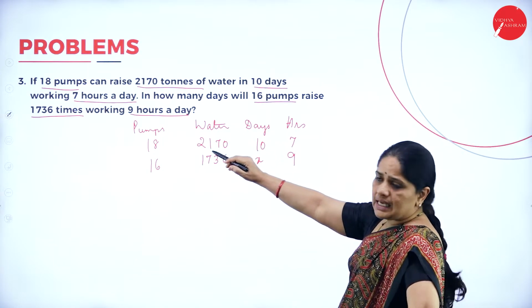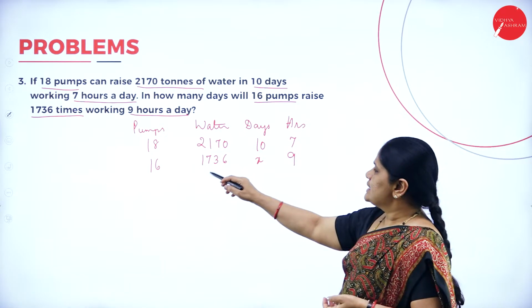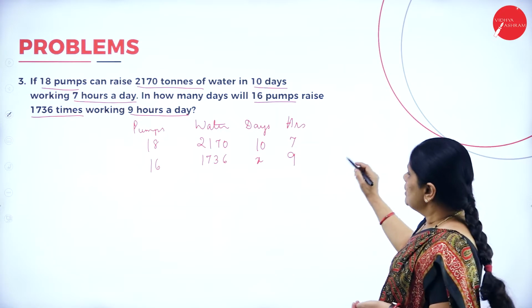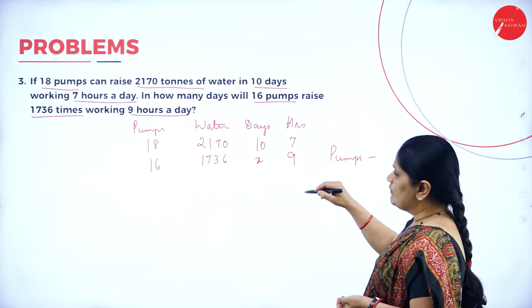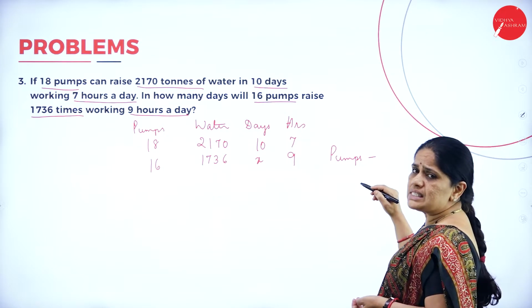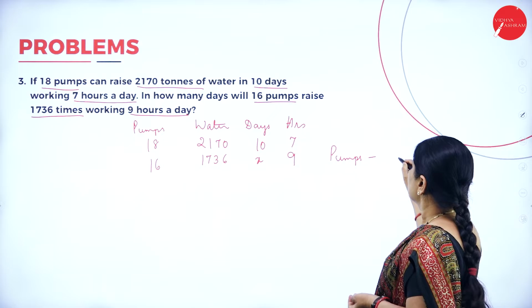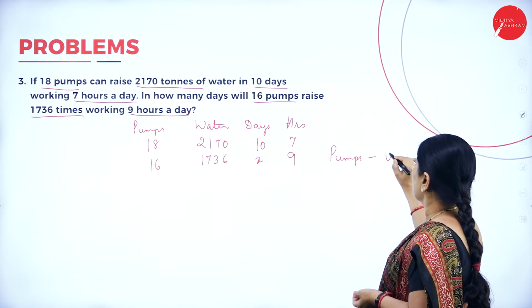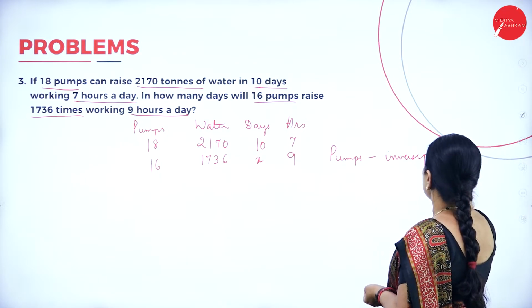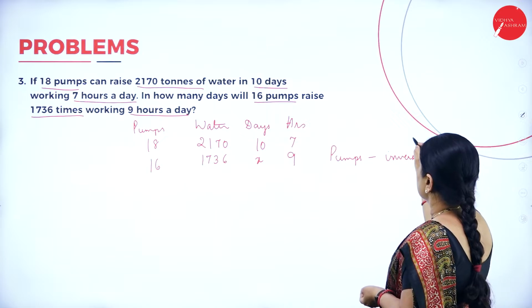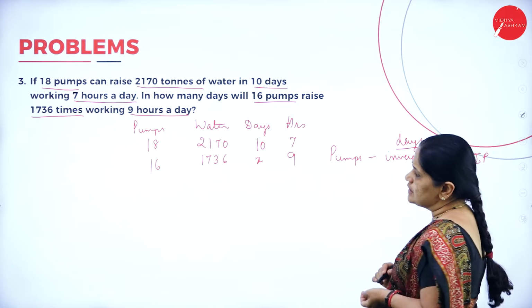Now if you consider the pumps, 18 pumps will take 10 days. So lesser pumps means more days. If it is more pumps, it means lesser days. So it is inverse proportion. Pumps and days, if you compare the pumps with the days, they are in inverse proportion.